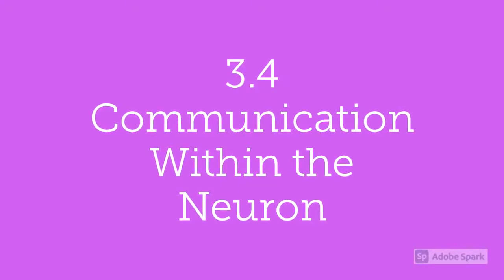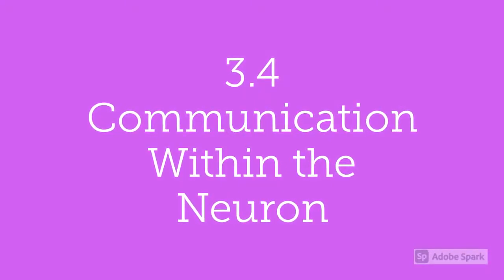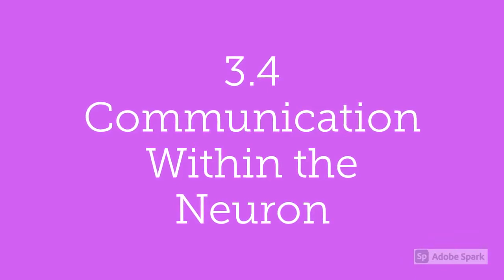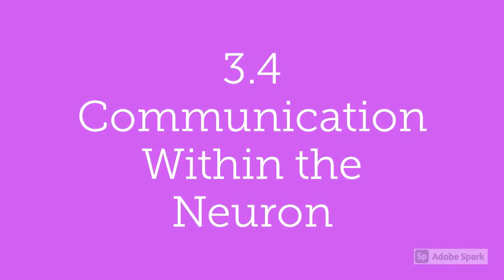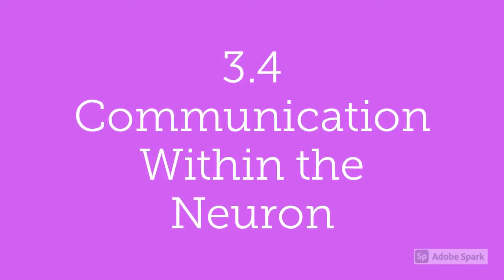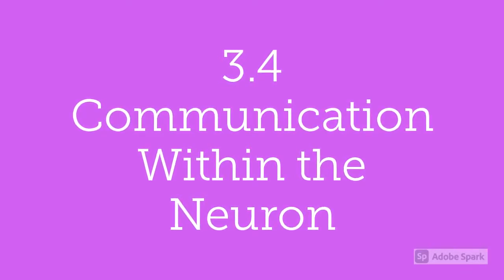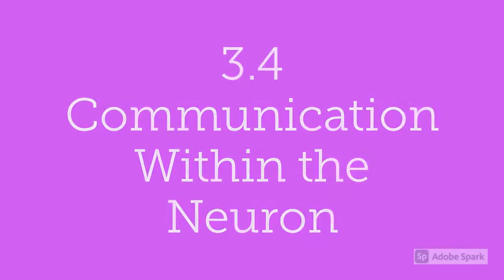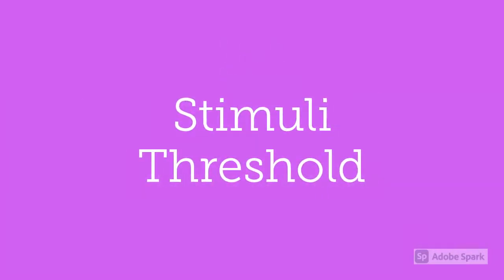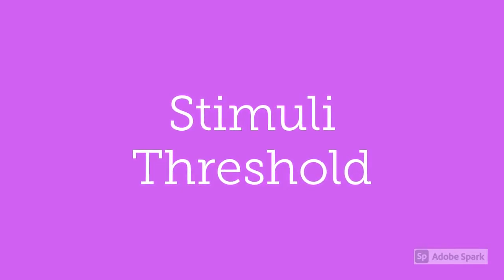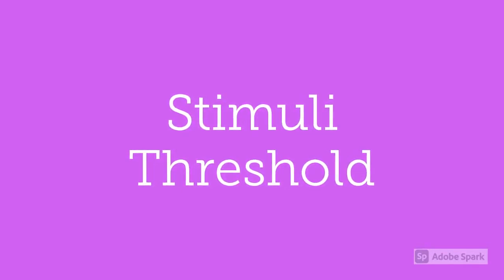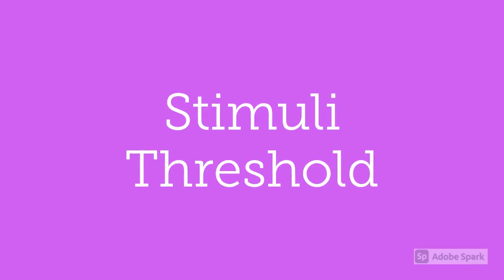Chapter 3.4 Communication within the neuron. In general, messages are gathered by the dendrites and cell body and then transmitted along the axon in the form of a brief electrical pulse called an action potential. Each neuron has a stimulus threshold, a minimum level of stimulation from other neurons or sensory receptors to activate it.